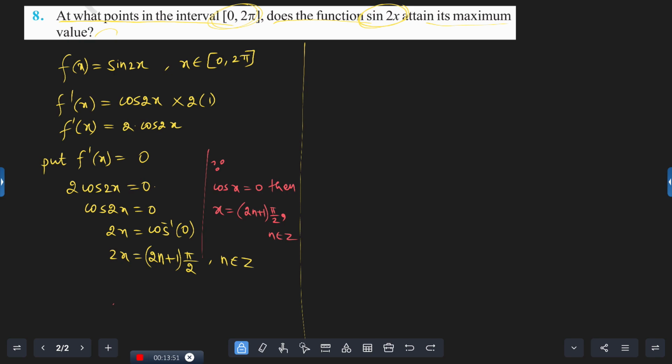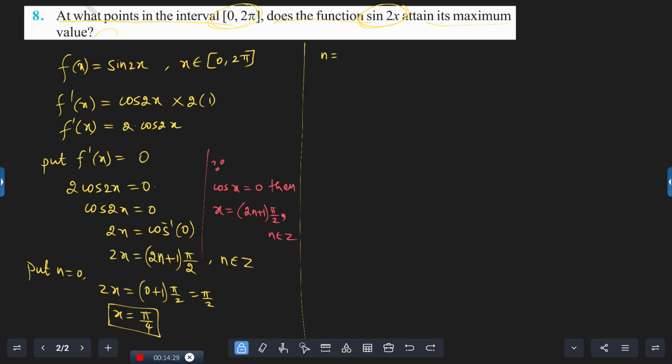Now we'll go one by one. First let me substitute n value 0. Then 2x is equal to (0 plus 1) into pi by 2, which is equal to pi by 2. This is the 2x value. To find the x value, the 2 goes to the other side, so pi divided by 4. This is one of the x values when n equals 0. Our answer must lie in the given interval. Yes, pi by 4 belongs to 0 to 2 pi, so it is correct.